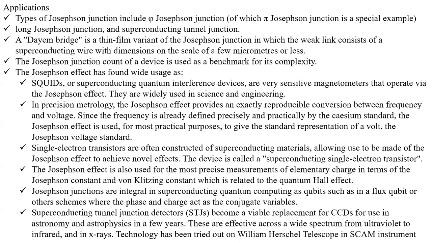There are different types of Josephson junctions, which can include the phi Josephson junction, of which the pi Josephson junction is a special example, because the pi should be of a different kind. A long Josephson junction you can call, and a superconducting tunnel junction you can call. They are all different types actually.